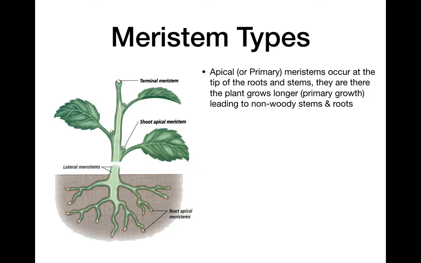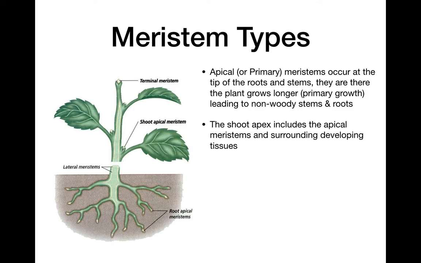And that leads to non-woody tissue, so stems and roots that are still quite flimsy, not woody. They're the younger branches and roots, and that's the apical growth. The shoot apex, the top of the shoot of the plant here, includes apical meristems, but also the surrounding tissues are developing as well. So it's not only developing here, it's also developing side to side, not just vertically.